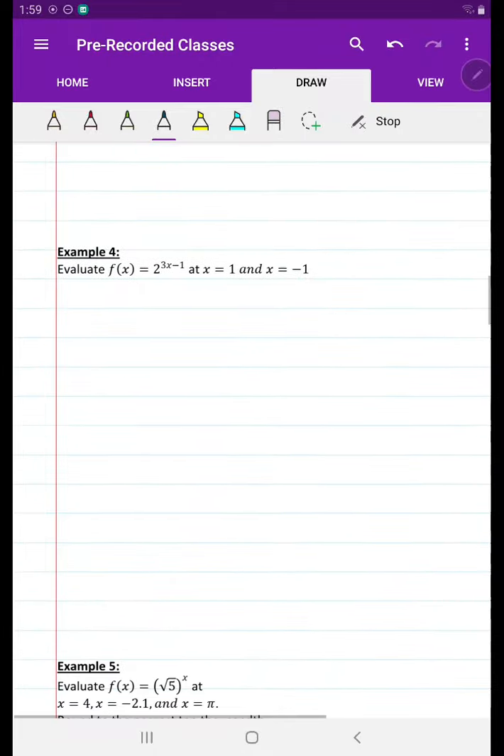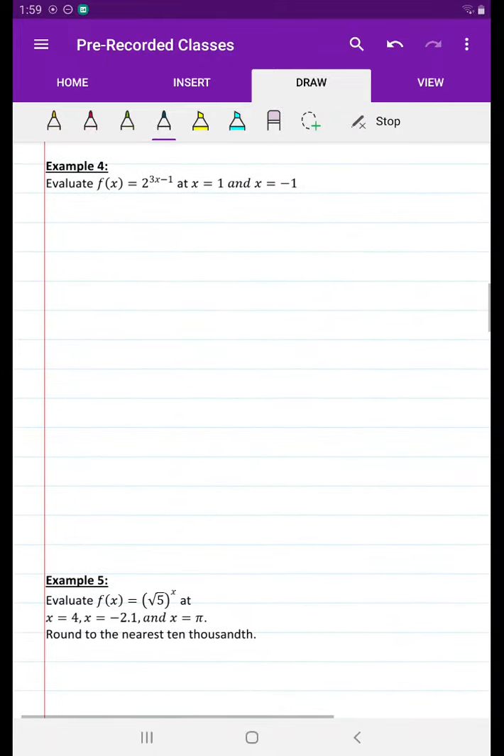And then example 4, we could have exponential functions that are a little bit more complicated, where their exponent includes a variable with different operations on it, and we still just go about things the same way. So for this one, we'll start off with f of 1 is going to be 2 to the 3 times 1 minus 1.